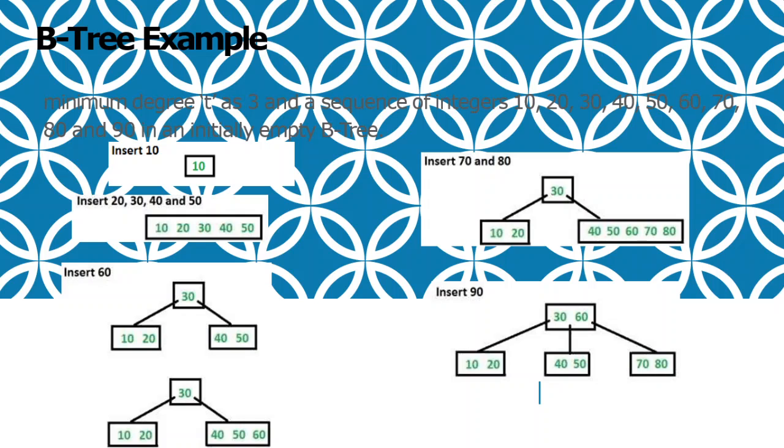We have to insert 70 and 80. On the Y side would be 10 and 20, zeta side would be 40, 50, 60, 70 and 80. But if we would insert 90 now, as you can see, it becomes more balanced. 30 and 60 will be on the X, also the root, 10 and 20 on the Y, 40 and 50 to the zeta, 70 and 80 and 90 to the theta.